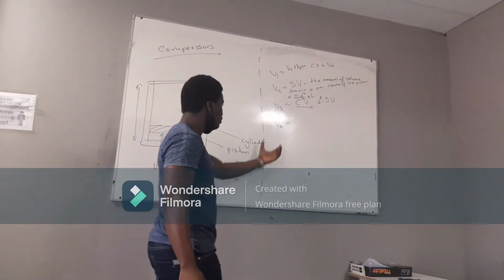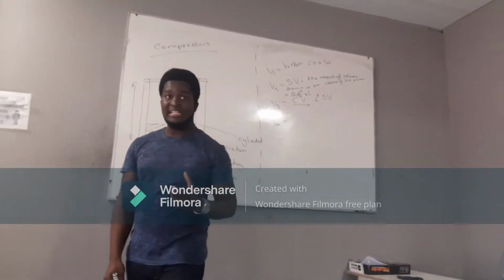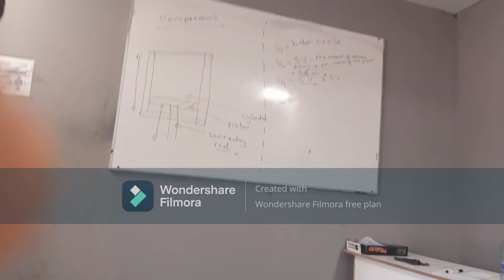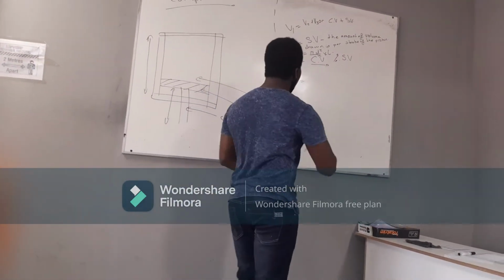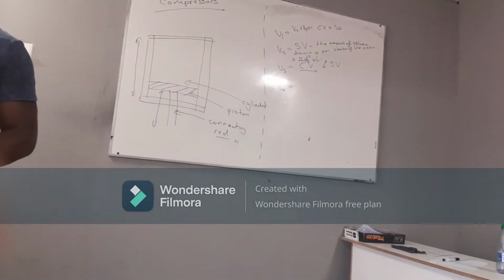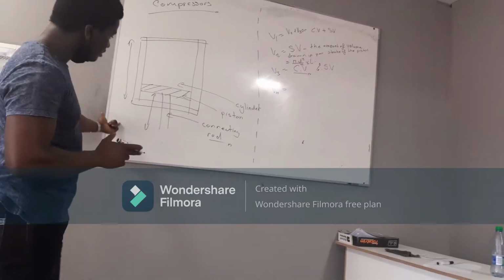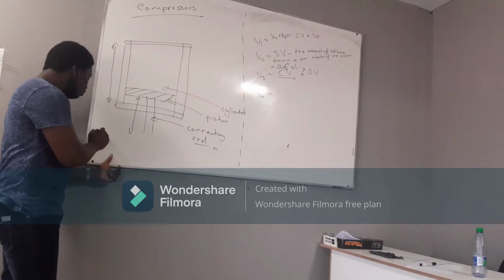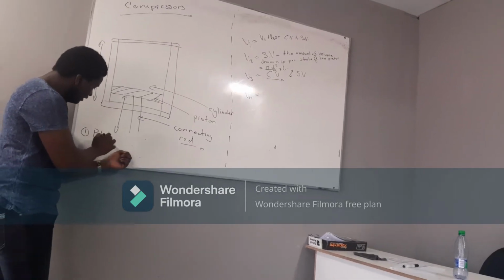Then let's go to the last one, which is V4. V4 is the compressed clearance volume. Are we together? So in other words, it is given by this formula. Before we get to the formula, let's look at the processes in the compressor. Now our compressor can take one of three processes. The first process we're going to look at is polytropic.